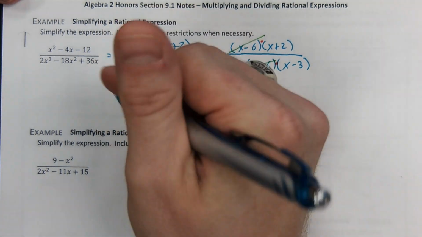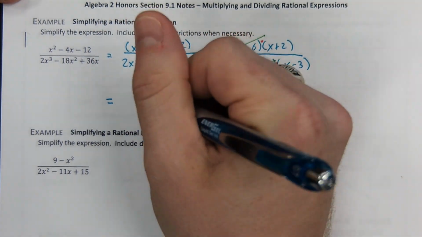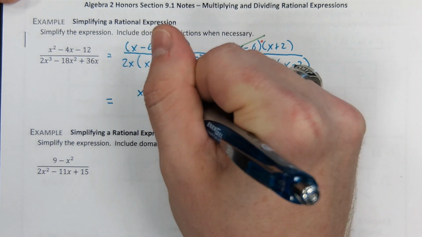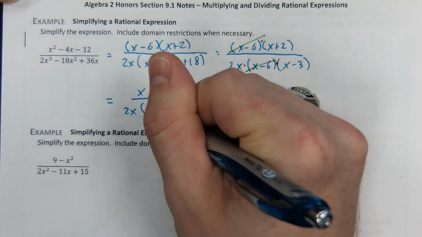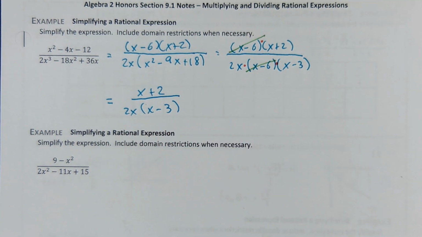And that leaves us with this result, a simplified expression: x plus 2 over, and don't distribute, 2x times x minus 3. Once something is factored, don't undo it. You want to leave things factored. It makes them much easier to graph, and we will be graphing these later in the chapter.